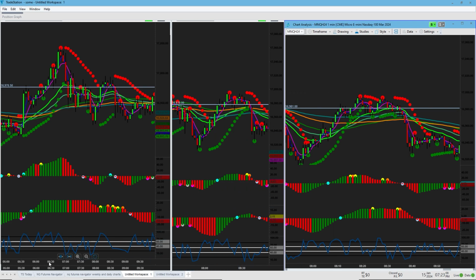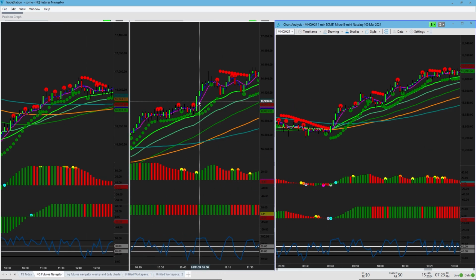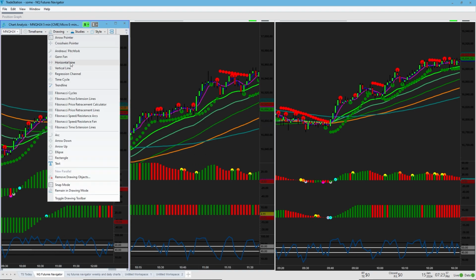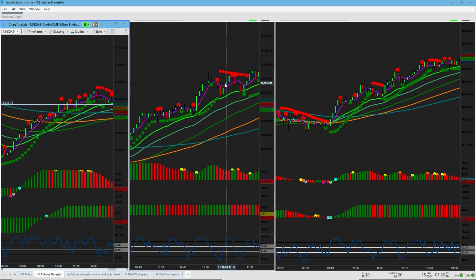I have another example, which is over here on January 11th, the day before, at 10:54, which is right over here. So on the 5 minute, you had a close above the momentum shift. You had the bright green moving average cross over the dark green moving average, and I marked that down on the 5 minute. Over here on the 2 minute, same thing.